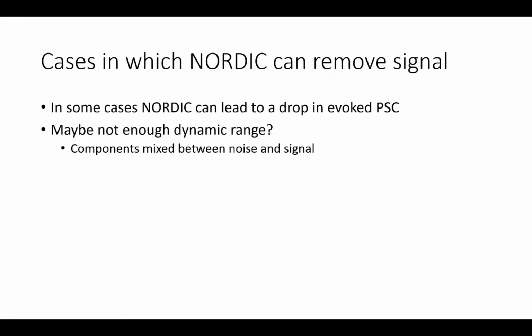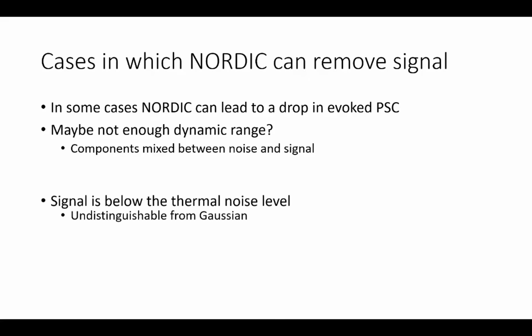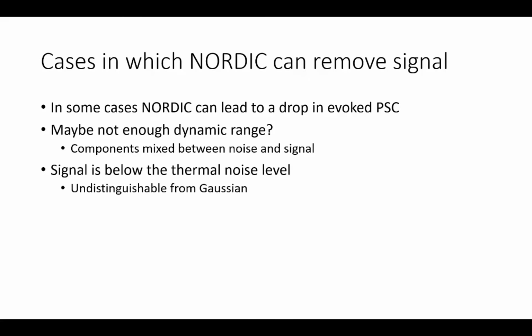We have to ascribe components to either signal or noise. Some components are a mixture of both. They may be ascribed to noise and removed. In doing so, you're removing some of the signal, and this can lead to a % signal change drop. Another case is when the signal is below the thermal noise level. You have very high thermal noise and a component that has both, and you cannot even see the signal because it's below the thermal noise level. You remove that, you're removing some signal, and it can lead to a decrease in % signal change.